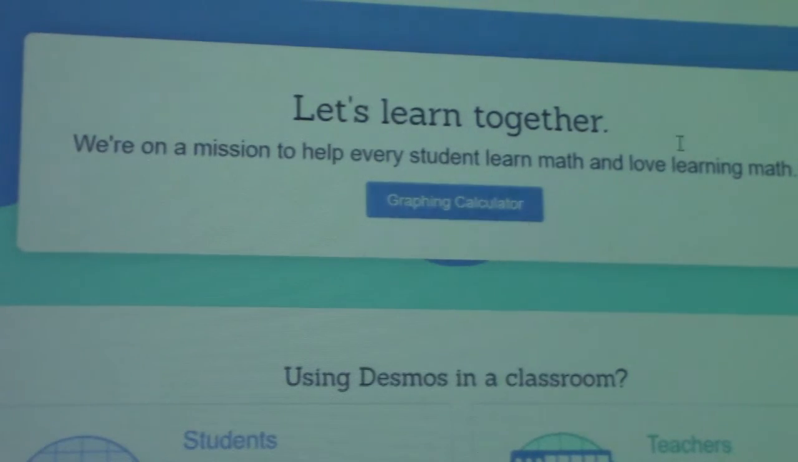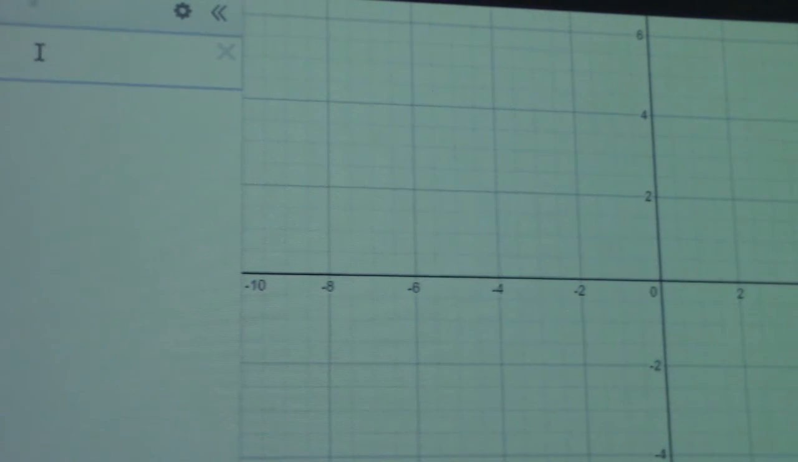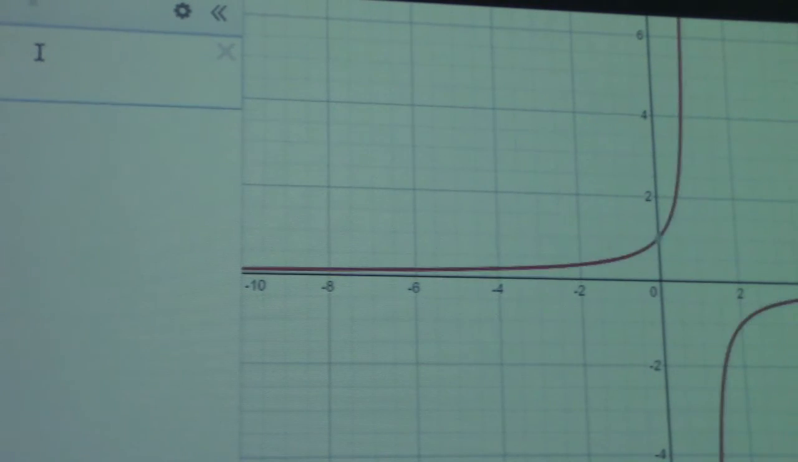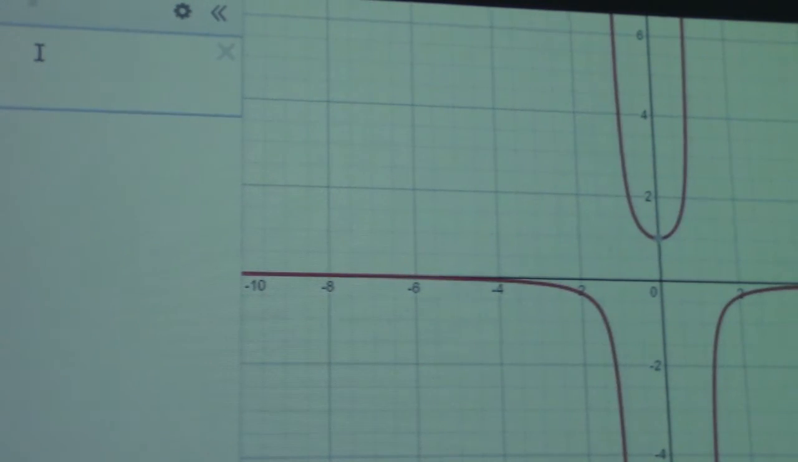So let's see here. So we had y equals 1 over 1 minus x squared. I said to make that black, right? Right, so how do we make it black?